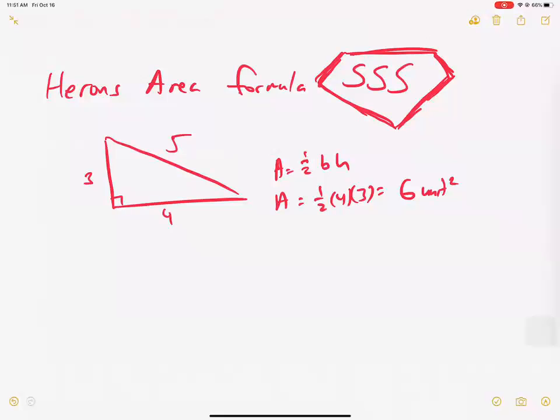Now, Heron's area formula is written this way. It goes area is equal to, now careful, the square root of S times (S minus A) times (S minus B) times (S minus C). So what happens is you find out what S is, and then we subtract it from every side we have, A, B, and C.